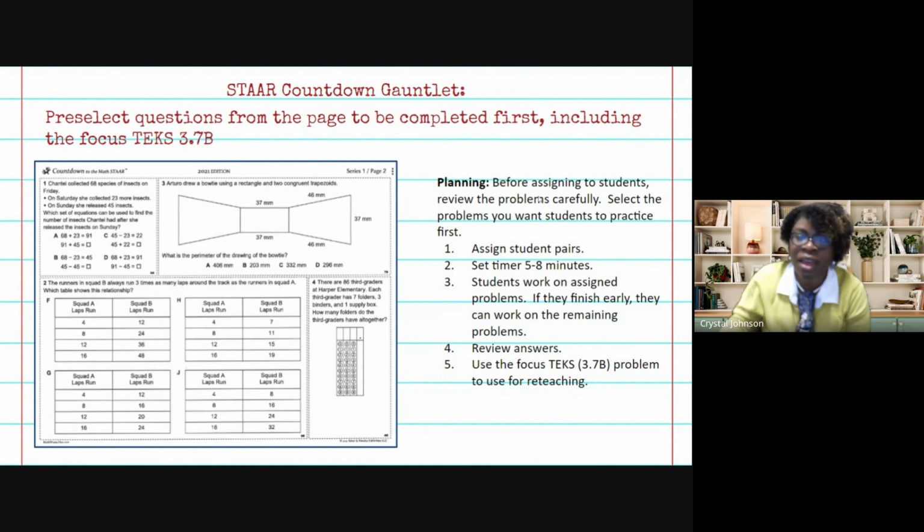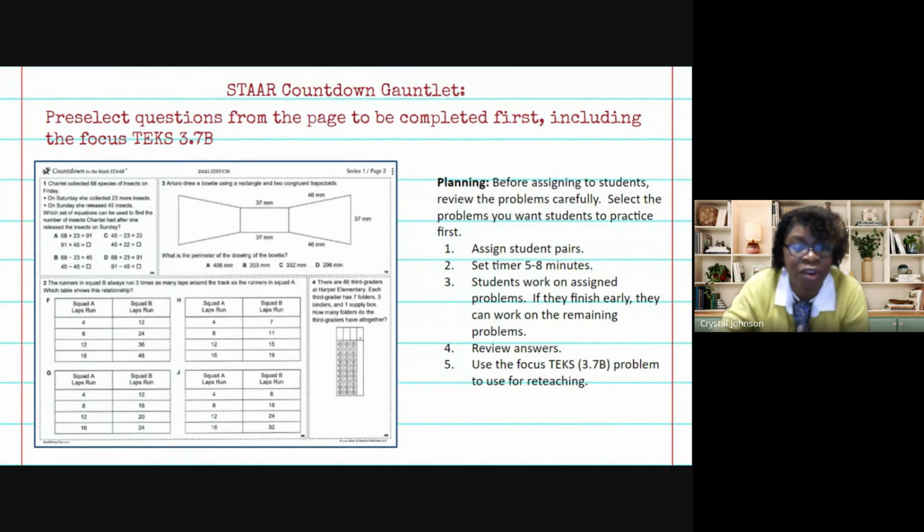So how this would look in your classroom is, make sure before you meet with students, you assign the problems in advance. Just by looking at this, I know I'm going to give my students 5 to 8 minutes. There are only 4 problems. I think they can do all 4. So I'm not going to do a must do, may do. They're just going to do all of them.